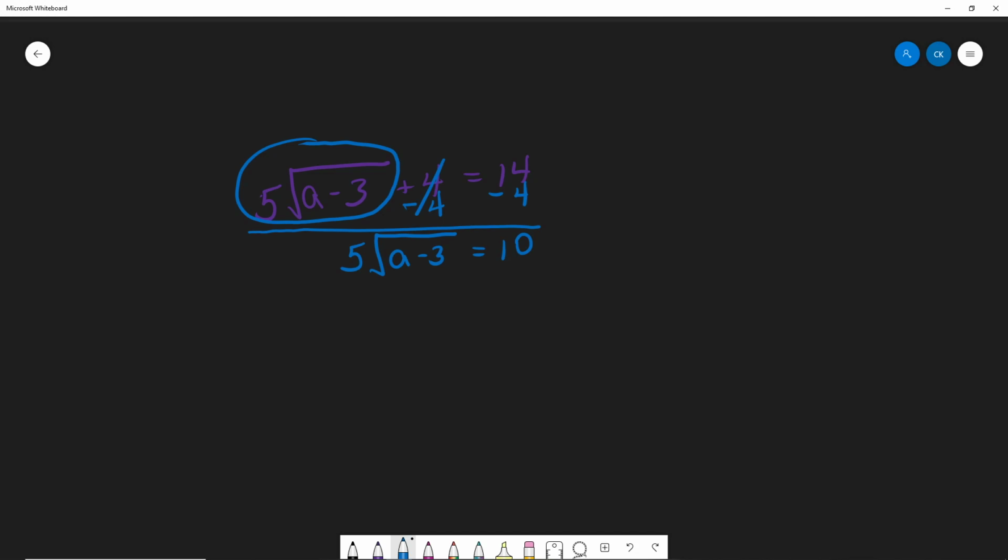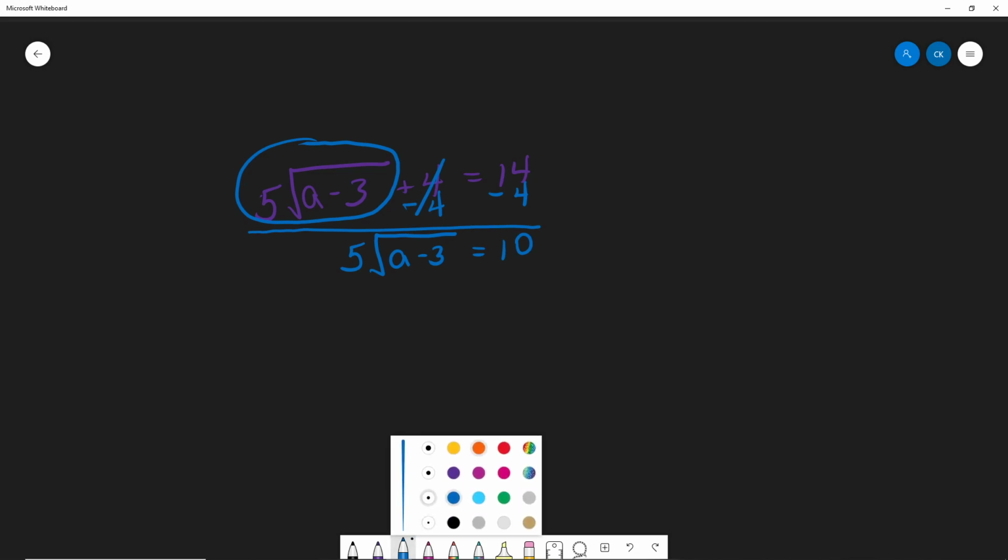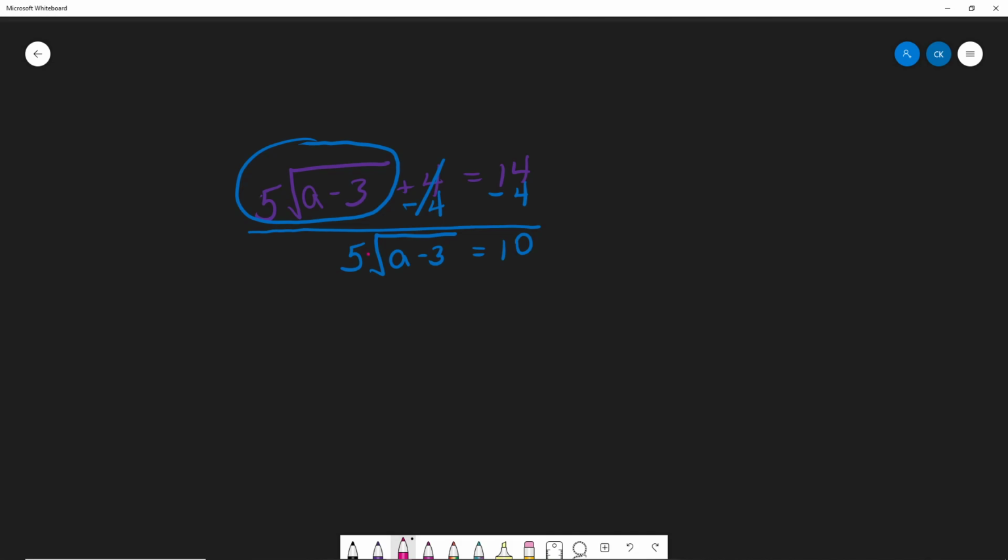But like we said, we want the radical by itself. We still have this 5 on the outside here. So what that means is I have to get rid of this 5. Well, if we remember correctly, this is technically just saying 5 times the square root of A minus 3. The way to get rid of multiplication is to divide. So I'm going to divide both sides by whatever this coefficient is. Those are going to cancel out. 10 divided by 5 is going to leave me with 2.